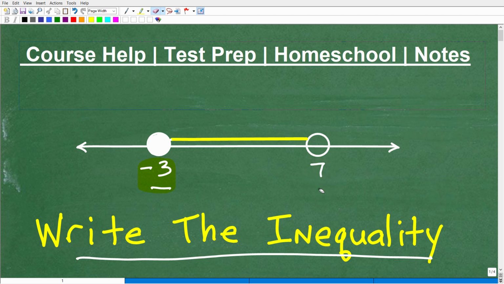And there are other things as well, but what we want to do is just construct a nice algebraic inequality statement that represents this inequality. We're going to get into that in just one second.